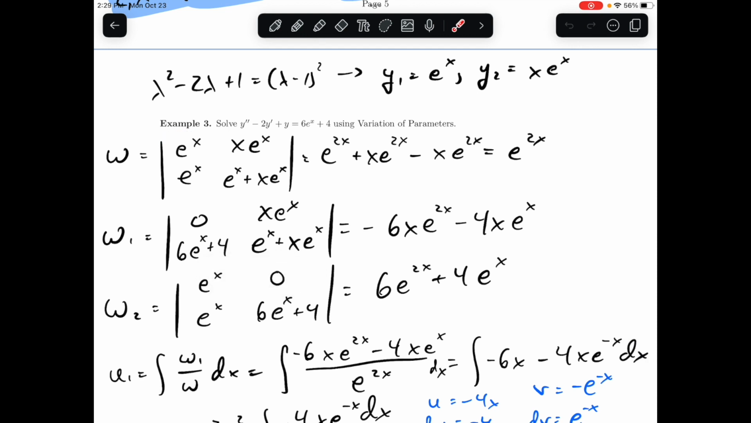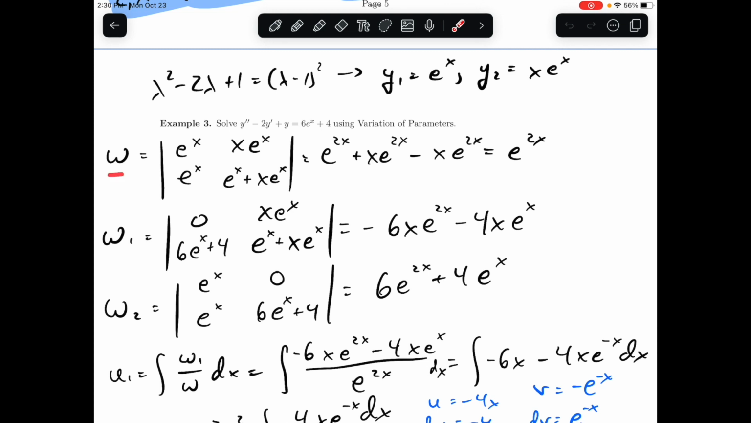So if you wanted to solve y double prime minus 2y prime plus y equals 6 e to the x plus 4 using variation of parameters. This is actually one that you could solve just fine using the techniques from 4.4, the guess and check approach, because you could just say y_p equals A e to the x plus B, and then plug that and y prime and y double prime into your equation and solve for A and B. That would actually work out just fine. But if you want to get a little bit of practice with variation of parameters, this is what it would look like.